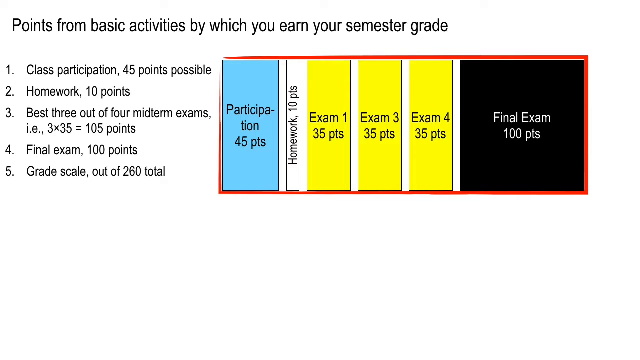Now, a couple comments before we look at the grade scale. Calculating the participation grade out of 45 points possible, that's the tricky one. Everything else is fairly easy to calculate. But the participation grade is a little bit tricky. Look at the syllabus. There's an example in the syllabus that you can work out.